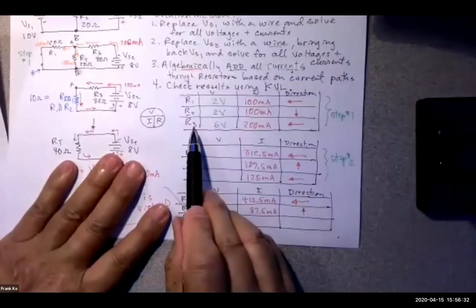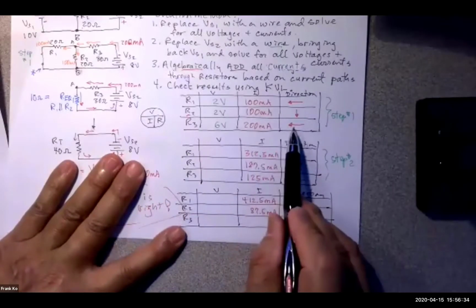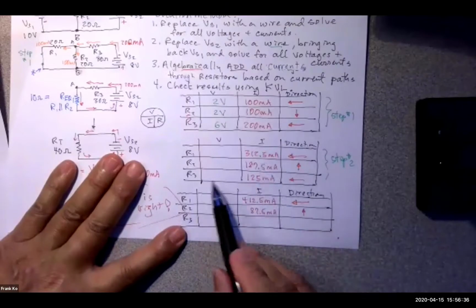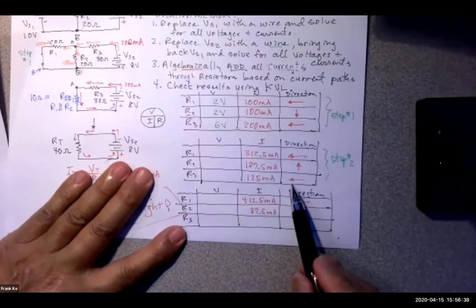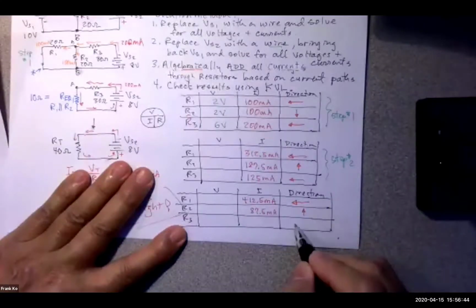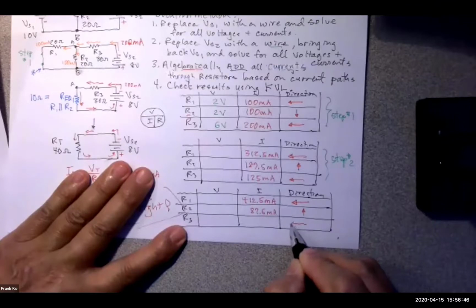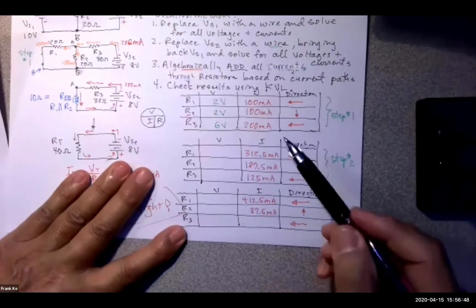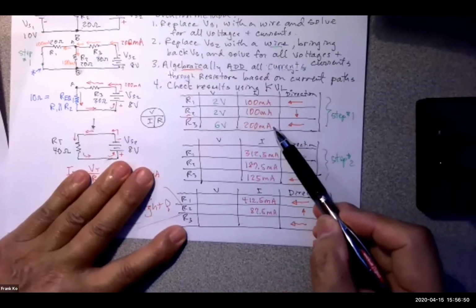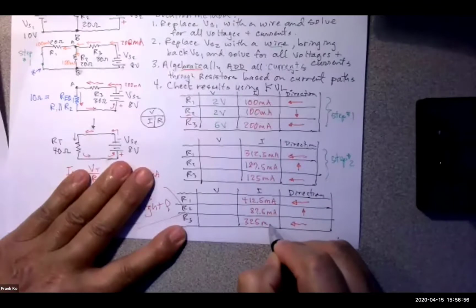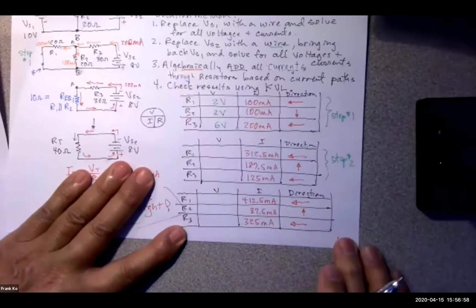One more to go. Okay, take a look at R3. R3 has 200 milliamps going to the left. Over here, R3 has 125 milliamps going to the left. They're both going in the same direction. What's my final direction going to be? To the left. What's my final amount of current going to be? 200 plus 125 would be 325 milliamps. Yes? Cool.